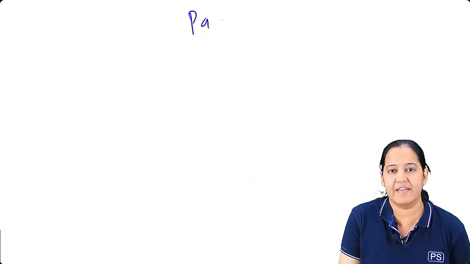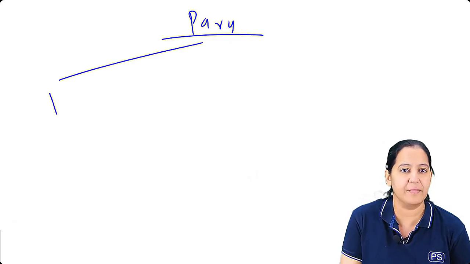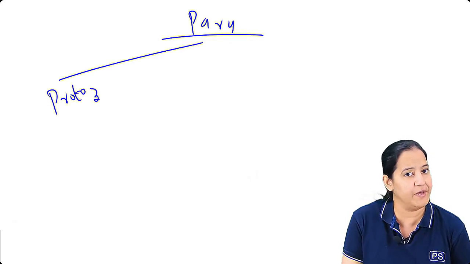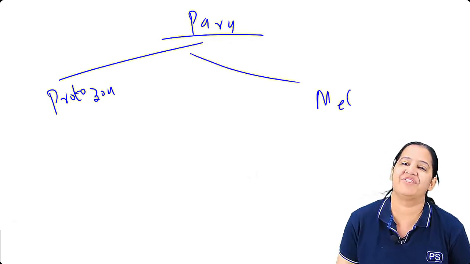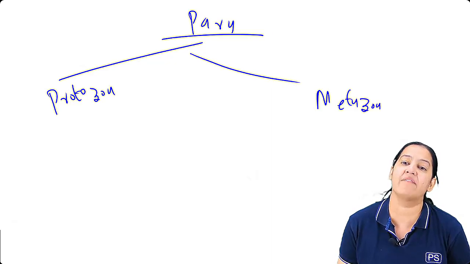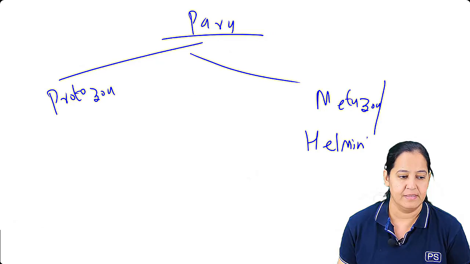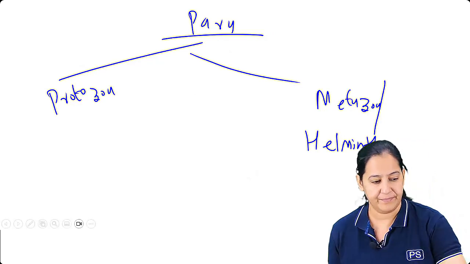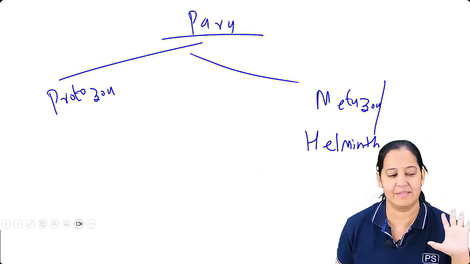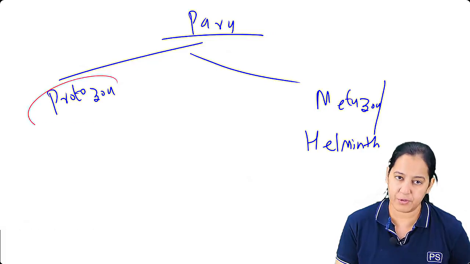In parasitology, there are two types of parasites: protozoa, which are unicellular, and metazoa, which are multicellular. The metazoa have one more name. The metazoa are known as helminths. Okay. So protozoa, metazoa. Protozoa we started in the morning.